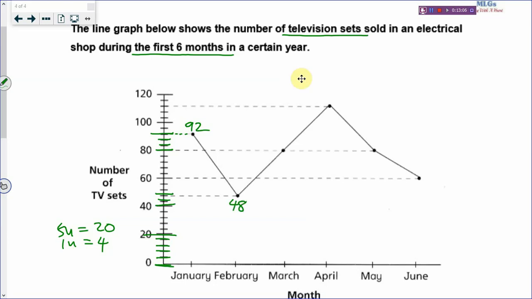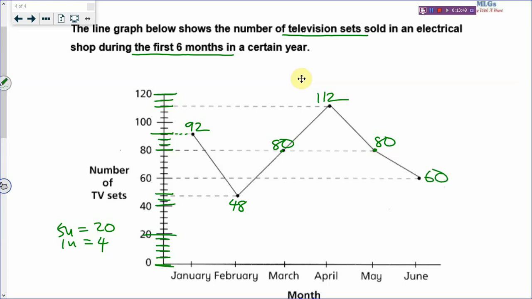And then March will be 80, right? Very easy to see, 80. And then April, you can even count backwards, 120, 116, and 112. So you can also count backwards. So April has 112 TV sets. And then how about May? May has 80. And you can see that there are 2 months that have an equal number of TV sets sold. Which 2 months? Your March and your May. Then how about June? June is also quite easy to get, which is 60.